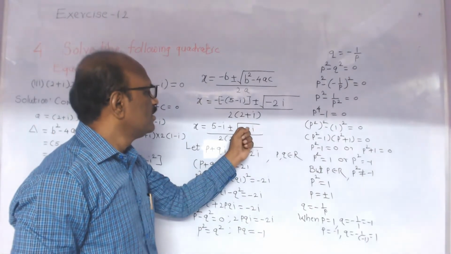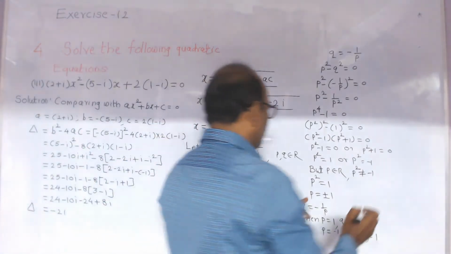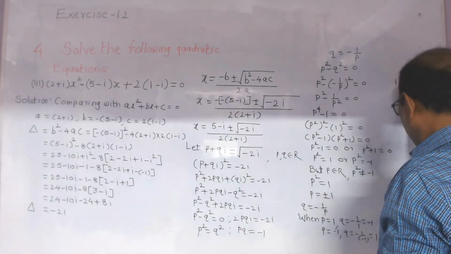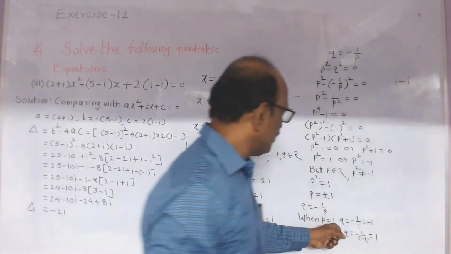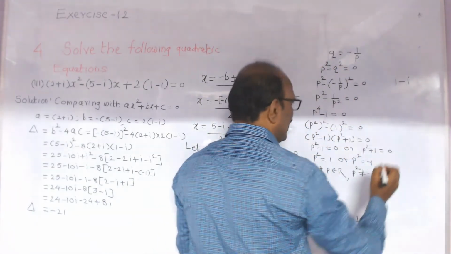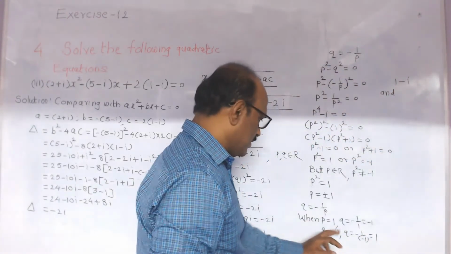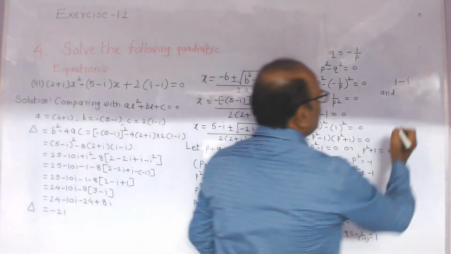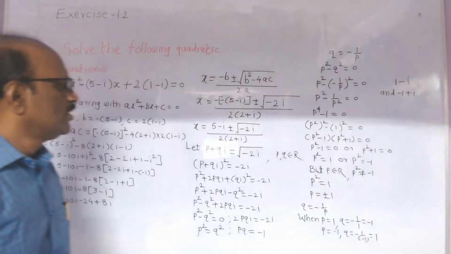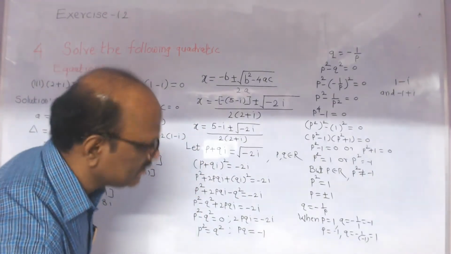Therefore, what is the root of minus 2i? The first root is 1 minus i. The value of p is 1, and q is minus 1. This is the first root, and I will write here the second root is minus 1 plus i. These are the two roots. Now we will substitute these values in this equation. Okay, this is a brief problem.